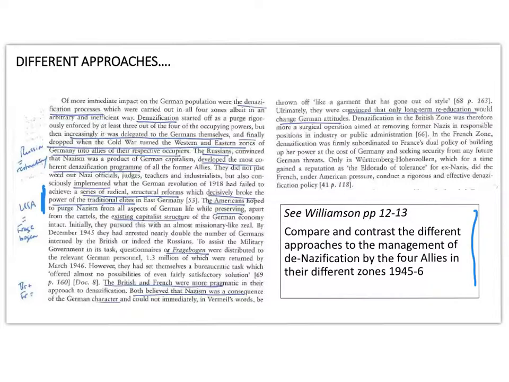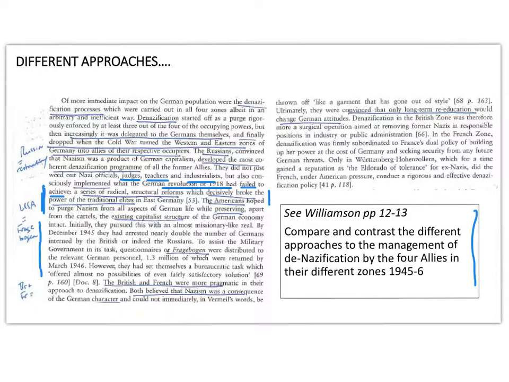And as Williamson points out, they decisively broke the power of the traditional elites in East Germany, systematically weeding out Nazi officials such as judges, teachers and industrialists, consciously implementing what the German Revolution of 1918 had failed to achieve. That's an interesting comparison, which would be a good point that you could make yourself. Then you got the bit about the Americans, and as it points out, it proved to be largely unable to be implemented. It became a bureaucratic nightmare. We'll move on to that in a second.